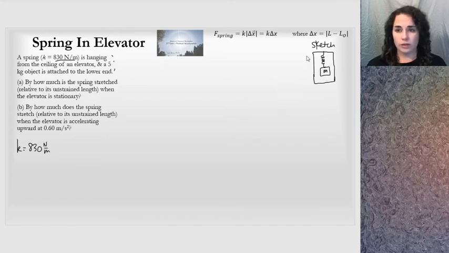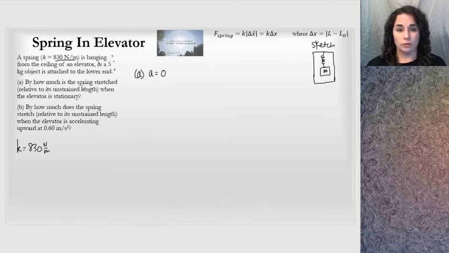I don't know anything about acceleration yet, but I can read more into the problem to see what's going on. By how much is the spring stretched relative to its unstrained length when the elevator is stationary? Okay, so for part A, that answers my question. The acceleration is 0. Up or down, it's 0.